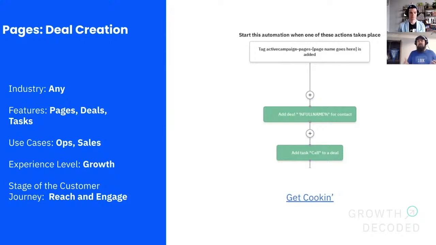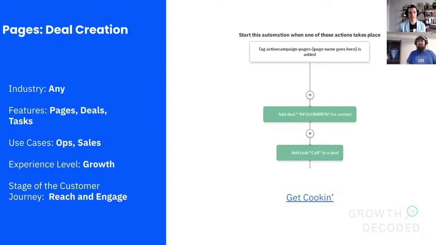Experience level, growth. Now, we just want to highlight, this doesn't mean that the automation recipe is harder to set up than any others. It just means there's some processes outside, which is the setting up of that landing page, which throughout the rest of the episode, you've already learned how to do. Stage of the customer journey, reach and engage. Some people think of convert and close, but this is going to be more often used for the beginning of a deal's lifecycle than the end. So we look at it as reach and engage. I love it.